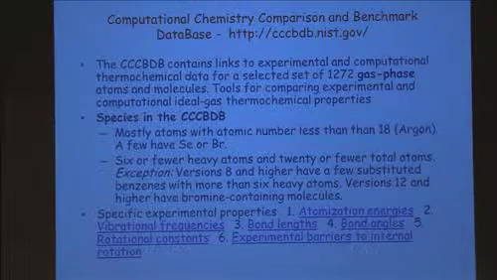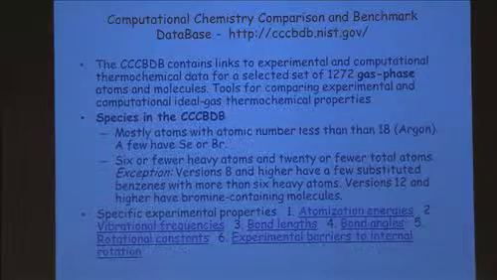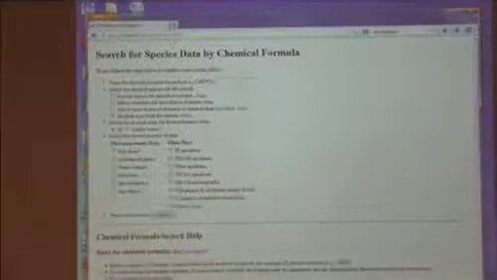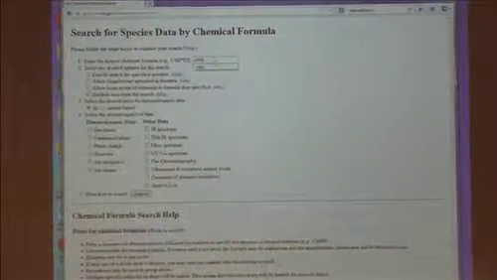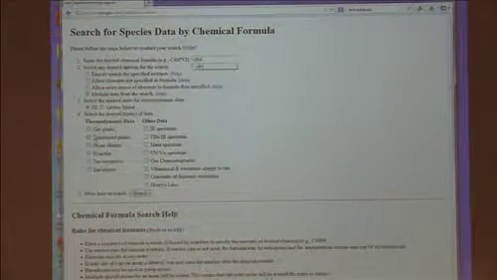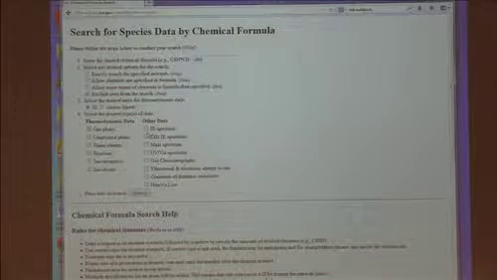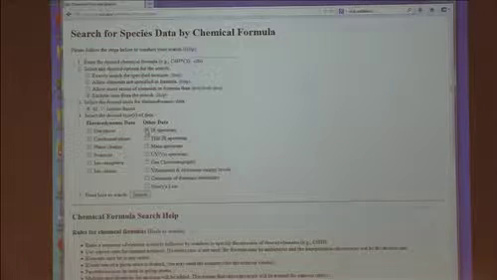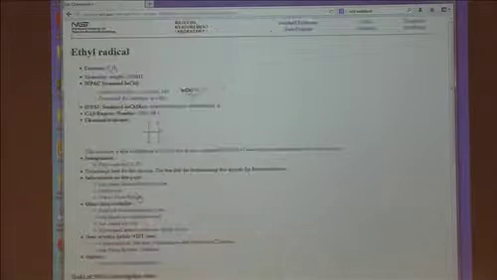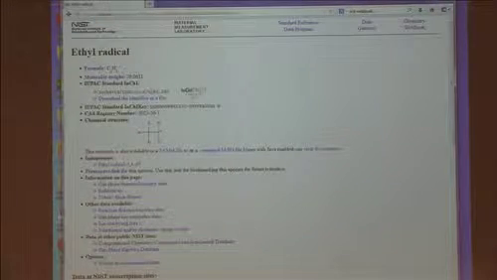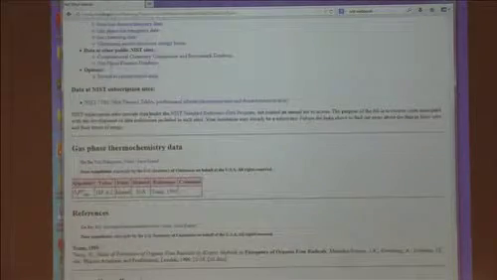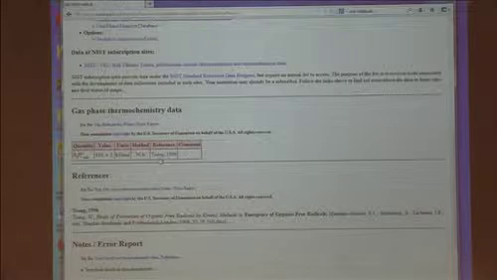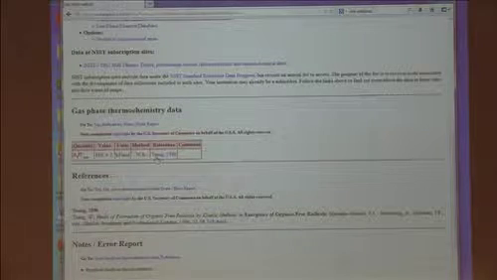Okay, let's see if I can get this. So let's maybe look at C2H5. So C2H5, and we want gas phase data and thermodynamic data, and we also want, let's look for infrared spectroscopic data. We can search it, and here's C2H5. Okay, and so there's the value, 119 plus or minus 2, a review by Wing Sang.